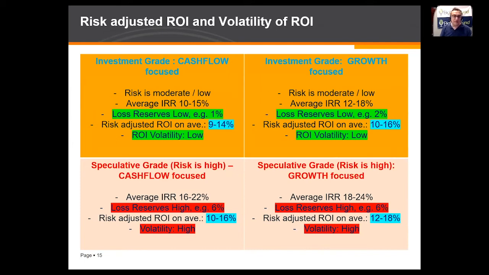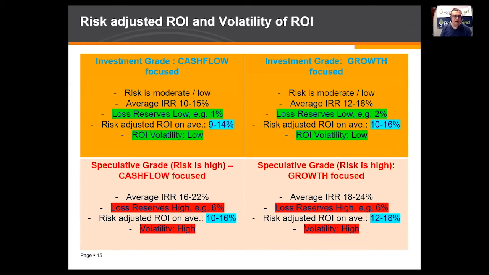Now let's look at the speculative grade, quadrant 3. Quadrant 3, projected IRR is higher, but the loss reserves jump up quite a bit higher too. In this case, I'm using 6%. Maybe it needs to be even higher. It's hard for me to say. It depends on the market conditions. I'm just using 6% as an example. But the difference between investment grade and speculative loss reserves is very, very significant. So you want a 2% investment grade, probably 6-7% on average, maybe higher in the speculative grade.